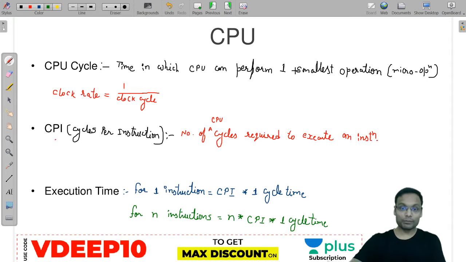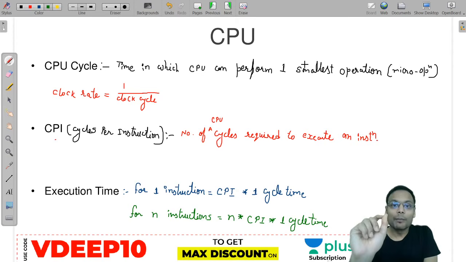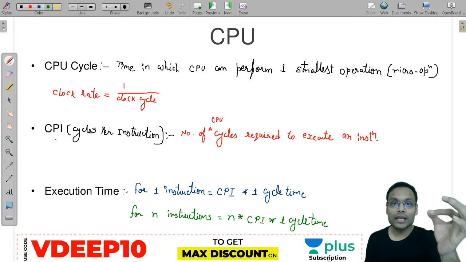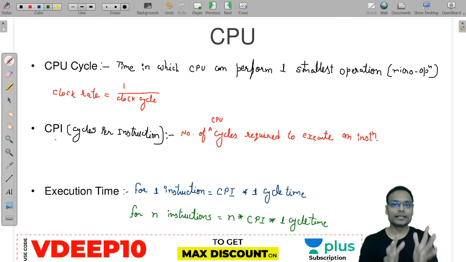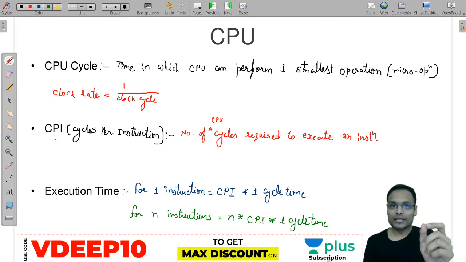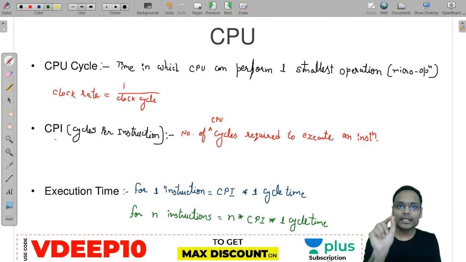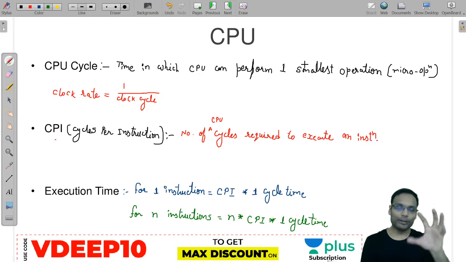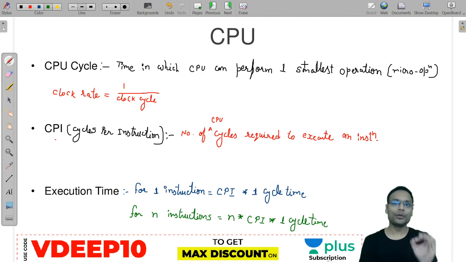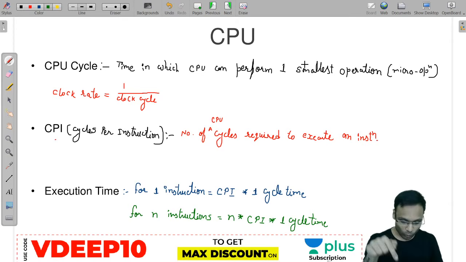Simple. Very simple, right? Now I am asking you a very simple thing. Just listen, concentrate, and give me the answer. Are you able to understand this or not? Question is: does every type of instruction take the same CPI in the CPU? Same CPI means same cycles for execution. Will every type of instruction take the same CPI in the CPU or not? Your answer I want here.